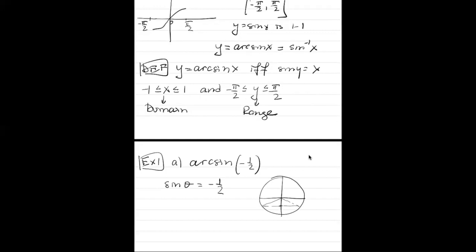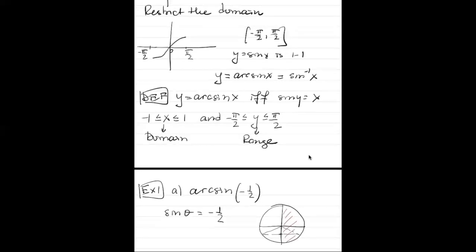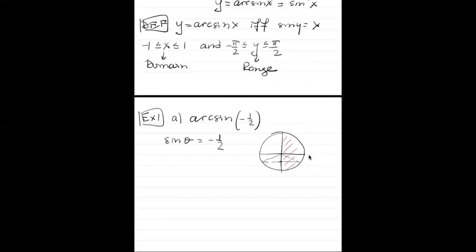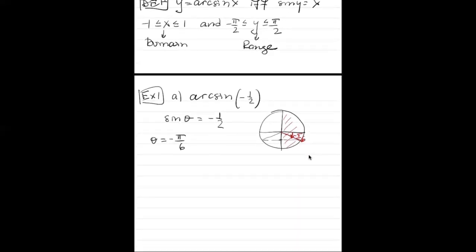But because of our restricted domain, from negative pi over 2 to pi over 2, that means first and fourth quadrant. So the angle that we want, theta, is in the fourth quadrant, and we're going to name it negative pi over 6. So the angle theta here is negative pi over 6, which is in the desired interval.